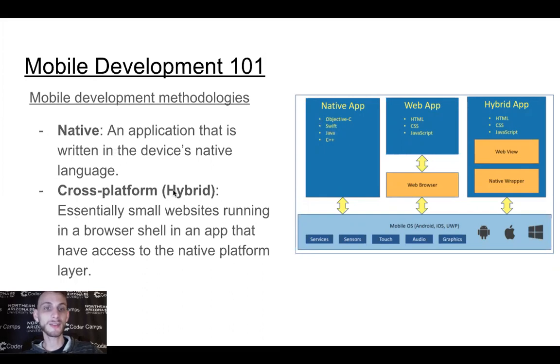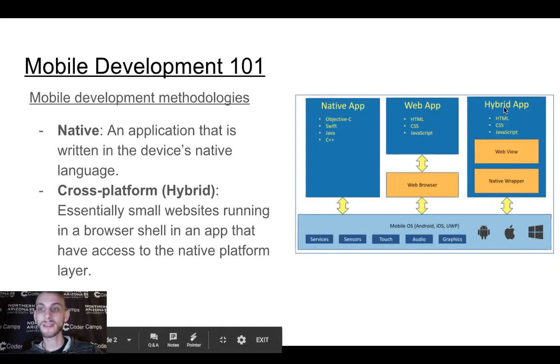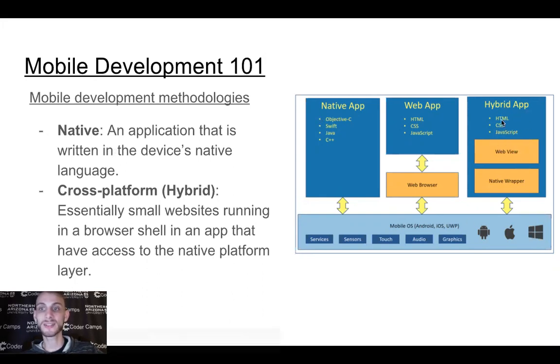Then we have a second approach, which is called hybrid or cross-platform. It's essentially a small website running in a browser shell in an app that has access to the native platform layer. This diagram on the right is a hybrid app, where we use web-based technologies such as HTML, CSS, and JavaScript to deploy to these various mobile platforms. This is the approach we're going to be learning today: hybrid mobile app development. Not only is it faster because we only have to write one code base, but it's also a lot easier to learn than the native approaches.